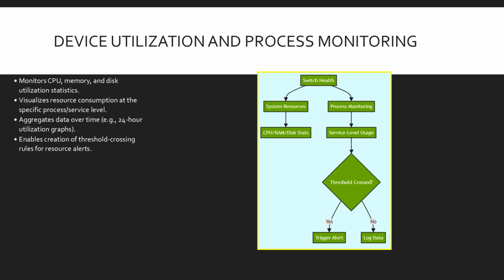Furthermore, you can set threshold crossing rules to trigger alerts when resource usage exceeds safety limits. What have we learned? NetQ provides deep visibility into the control plane health of your devices. The important point is that you can identify resource contention at the process level before it impacts packet forwarding.